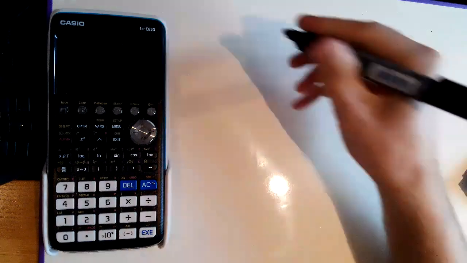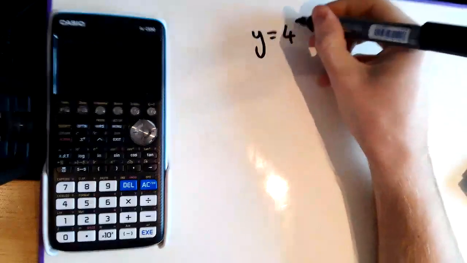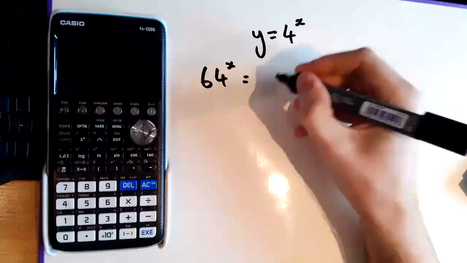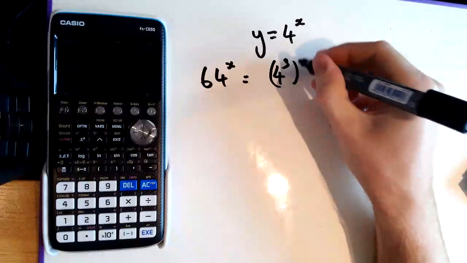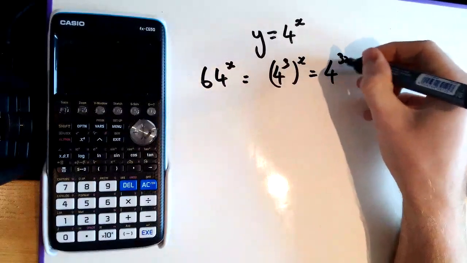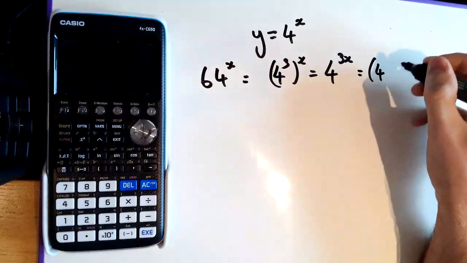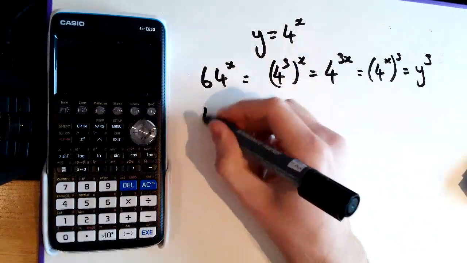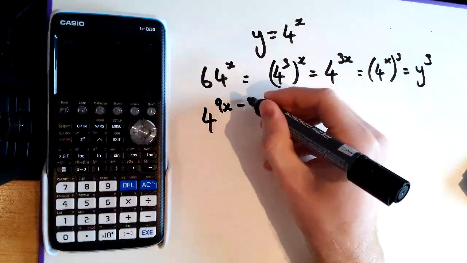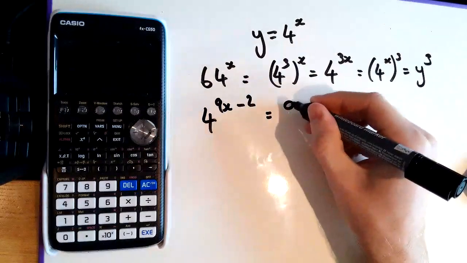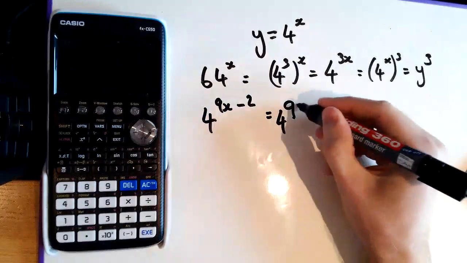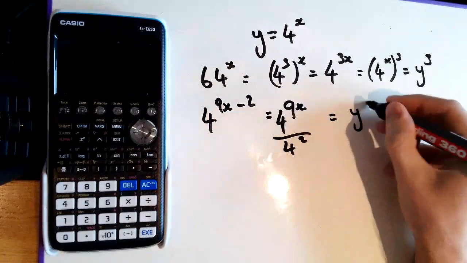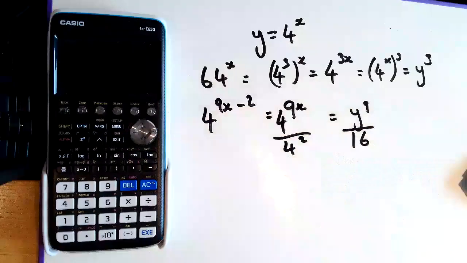Okay, first one. So we have y is 4 to the power x, and we want to write 64^x in terms of y. So that's 4 cubed to the x, which is 4 to the power 3x, which is (4^x) cubed, which is y cubed. Then 4^(9x-2), well that's 4^(9x), take away means divide, divided by 4 squared, which is y^9 over 16.